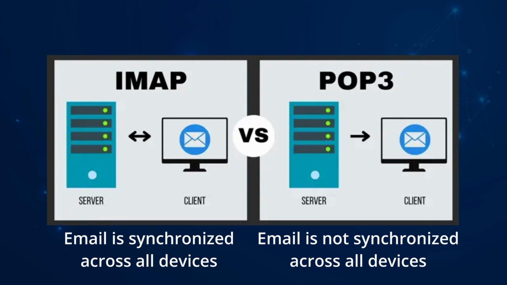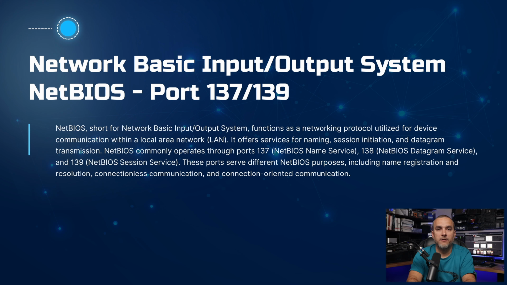devices. Basically, what happens there is if you open an email and then read it on one device, you may be able to open that same email on another device and it still show that it is unread. POP is suitable for users who primarily access their emails from a single device and do not need to synchronize emails across multiple devices.